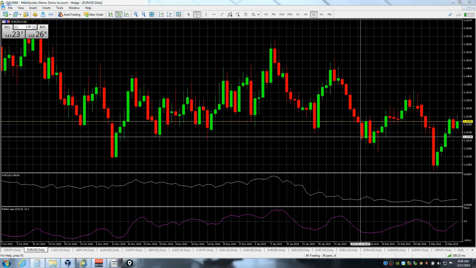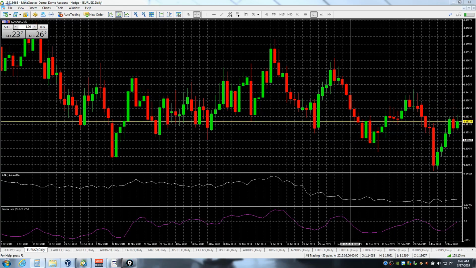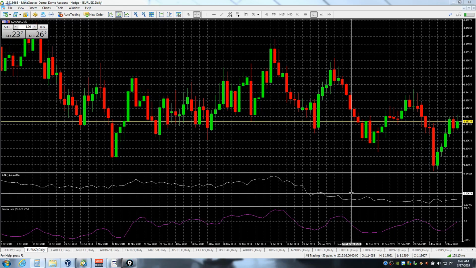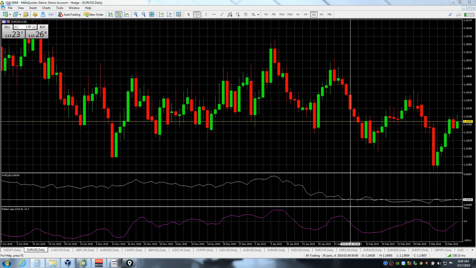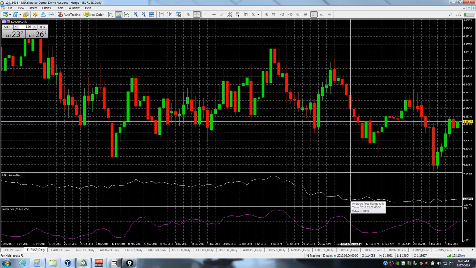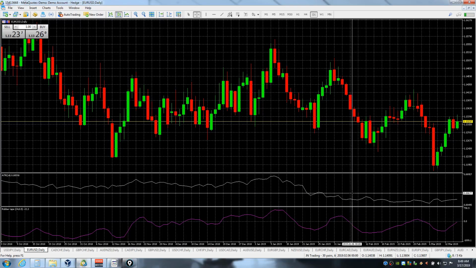So we want this currency pair to go down. Again, the value of ATR at this day and time is 59 pips. So we want it to go down 59 pips before it goes up 88.5 pips. All right, so let's see if that happens.